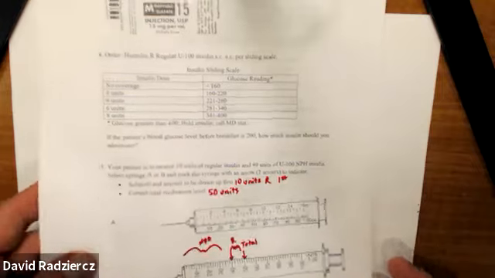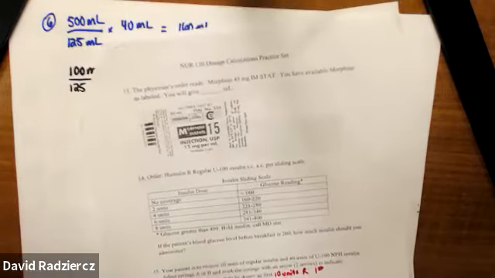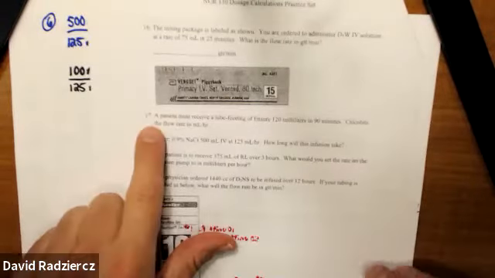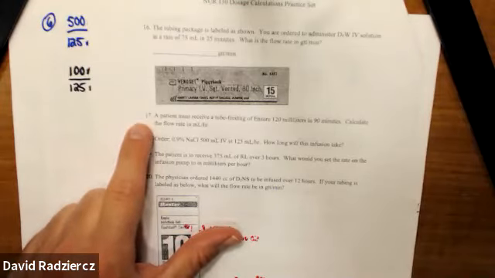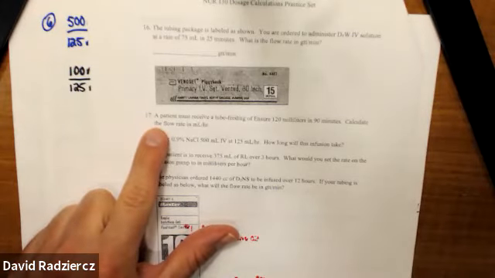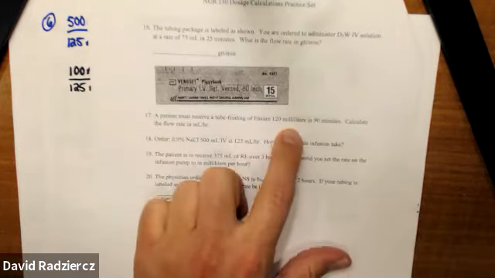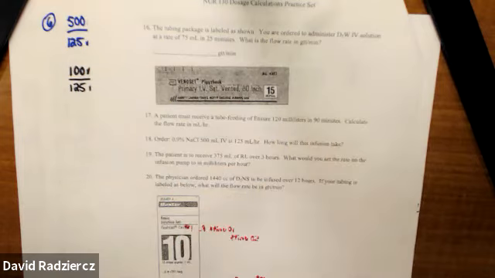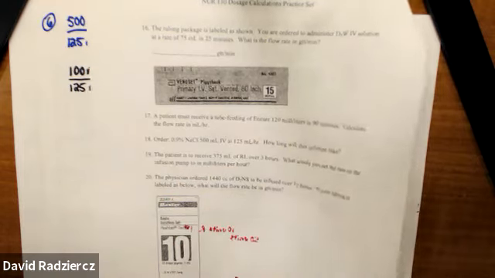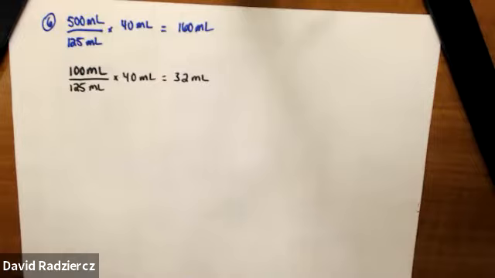All right, 17. So this is a flow rate question. Flow rates are volume over time. So it tells you that the patient's to receive tube feeding of Ensure 120 milliliters over 90 minutes. And then we want to know what the flow rate would be in milliliters per hour.